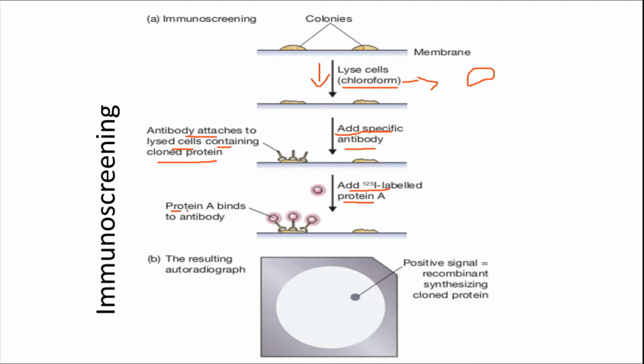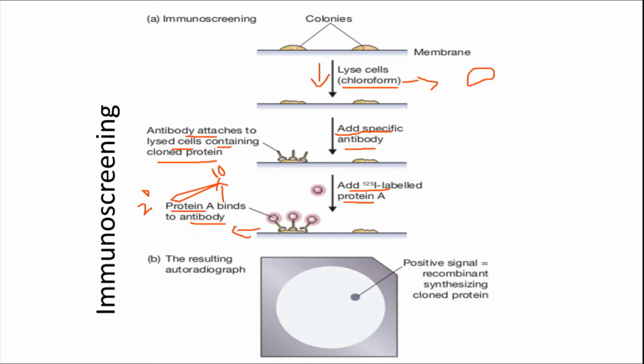Secondary antibody. The primary antibody is an antigen for the secondary antibody. So the secondary antibody goes to find the primary antibody. Then, once again, the unbound antibody is washed out.